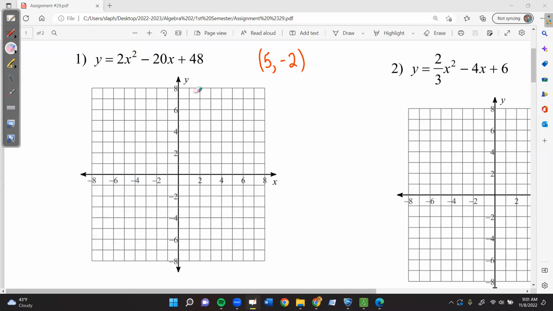Now, what changes is when we get to the vertex, there's a little bit of a shift. And by the way, that process of finding the vertex is going to get a little worse as you see fractions popping in. So sorry in advance, but this one's pretty peaceful. So we're going to first go to the vertex. We're going to go to the point 5, negative 2, and we're going to put a point there. So we're going to go right 5. It's not labeled, but of course you know where it's at, and down 2, and we're going to put a point.